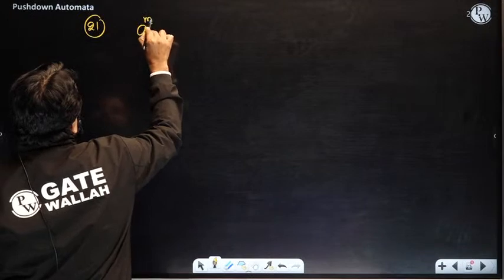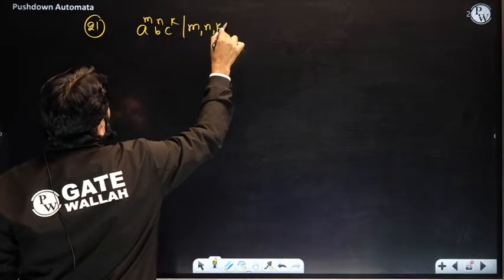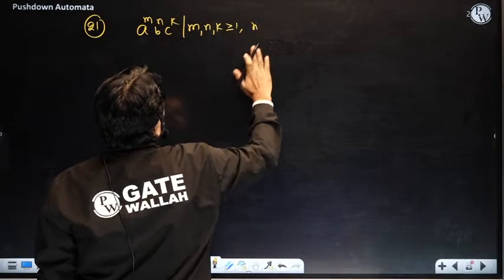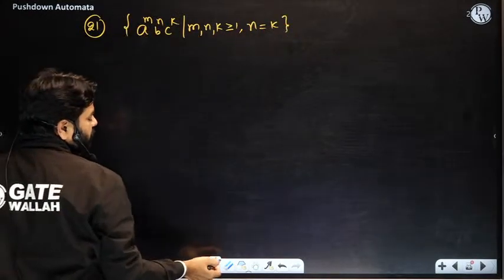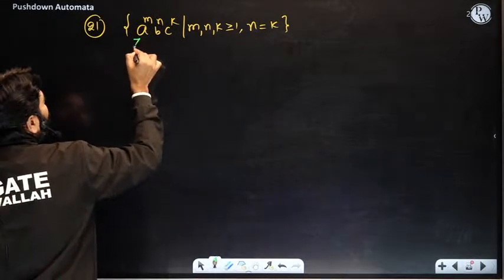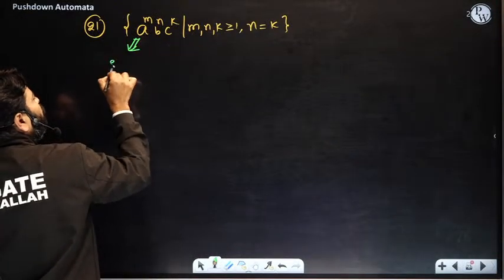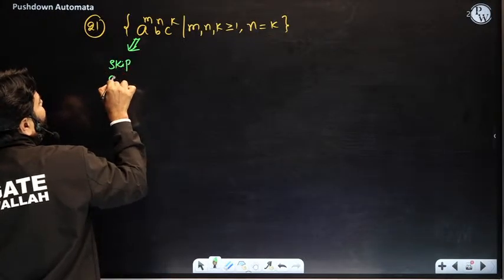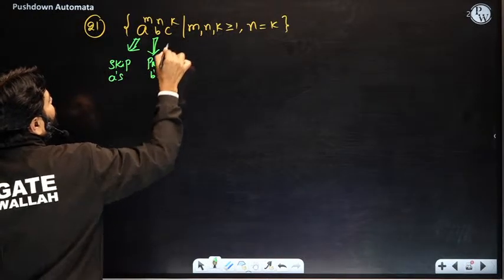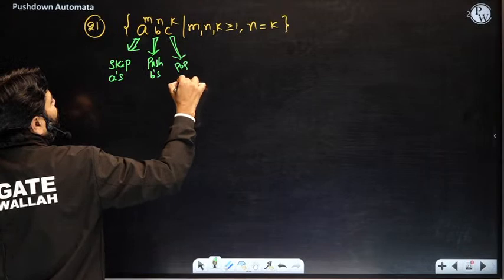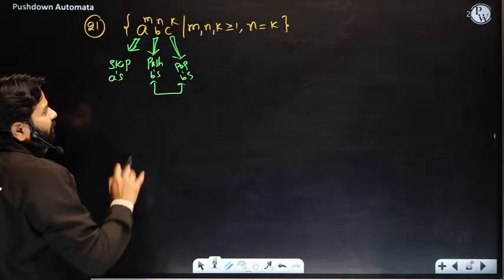A power m, b power n, c power k, such that b is equal to c, that is n is equal to k. So what you are going to do is take a decision first: either you push or skip, it will not impact. So mostly we choose skip, so that this b we can push directly. This is where we pop the same b's that we have pushed, because we need to match. Okay. So can we construct the machine directly now?